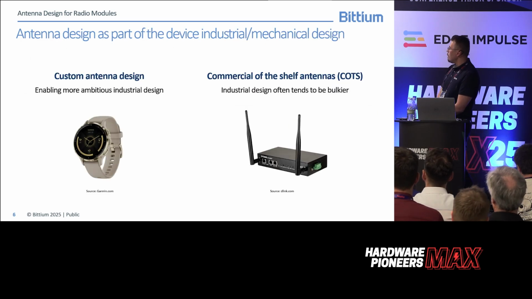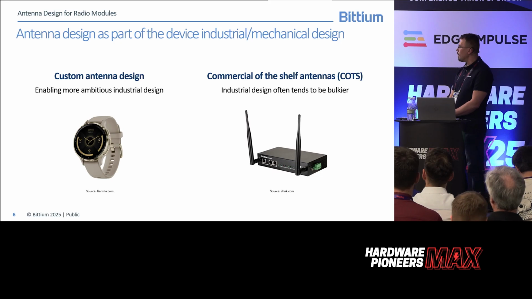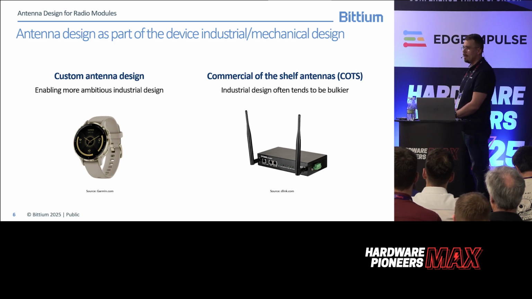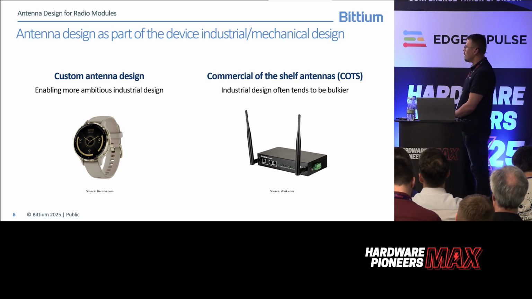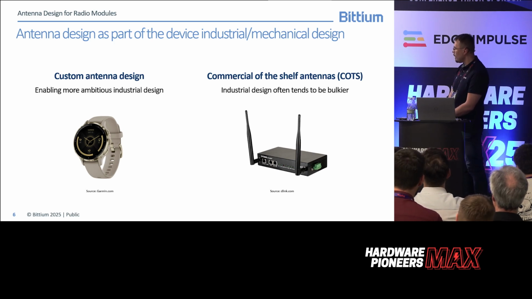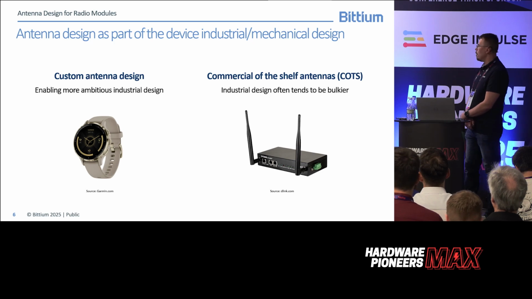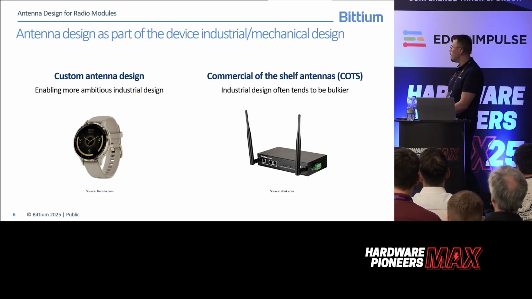So when thinking of antenna design as part of the device, industrial and mechanical design, you can go with commercial off-the-shelf antennas, which you usually see in wireless routers, and then custom antenna design, for example, in smartwatches or sport watches. Custom antenna design usually enables more ambitious industrial design than these off-the-shelf antennas.